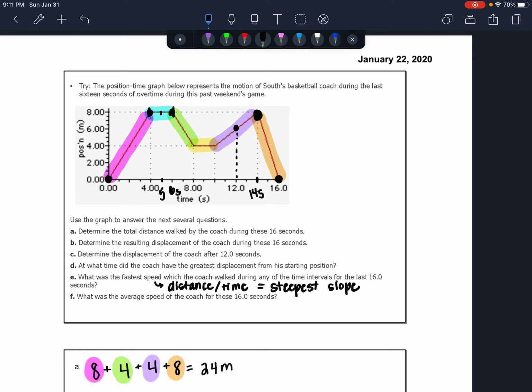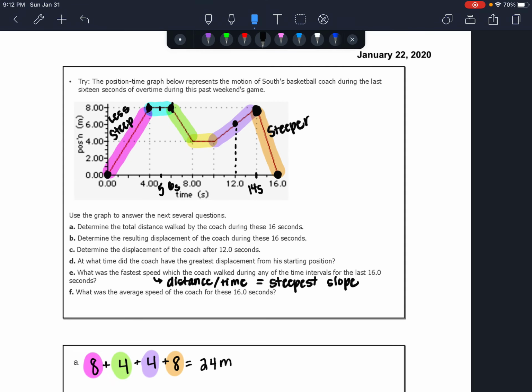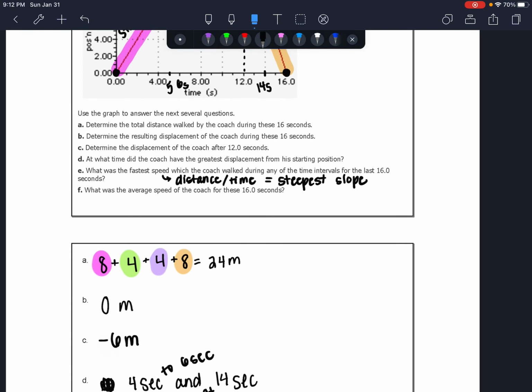So I can see right away that the pink and the orange lines have my greatest distances, but my pink line is over an interval of 4 seconds, whereas my orange line is over an interval of 2 seconds. In other words, my orange line is steeper, whereas my pink line is less steep, meaning that my slope for my orange line is going to be greater than it is for my pink line. So from 14 to 16 seconds, I had the greatest speed.